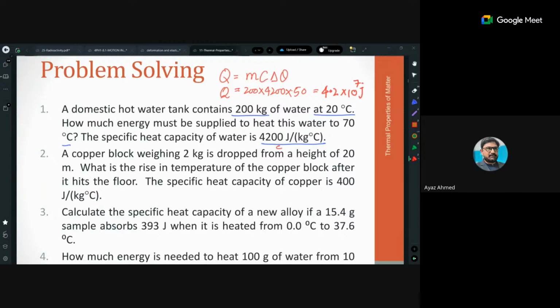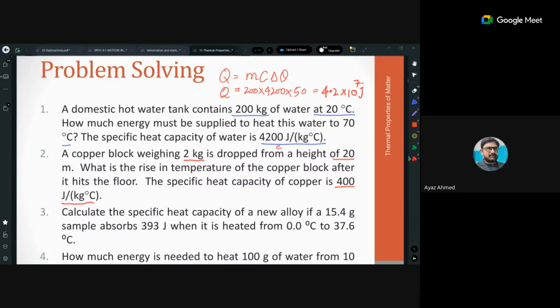Got it? Is this question clear? Yes. Okay, then question number two. A block weighing 2 kg is dropped from a height of 20 meters. What is the rise in temperature of the copper block after it hits the floor? The specific heat capacity of copper is given. So this question basically deals with the law of conservation of energy.